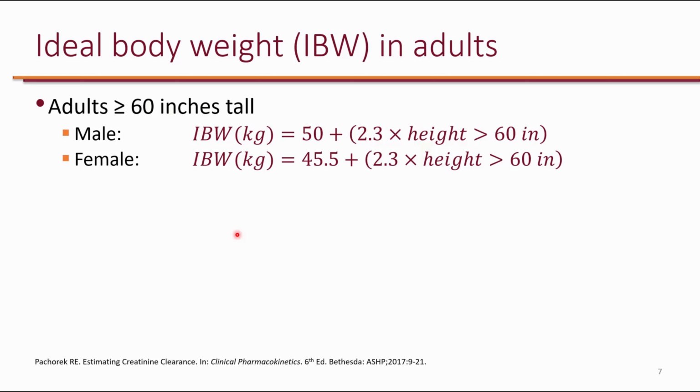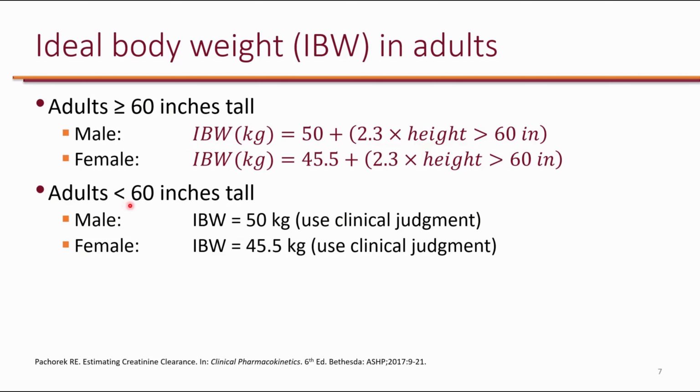Although in the original equation they used the total body weight, it's been suggested that total body weight may not be the best estimation for every patient. So typically, we actually calculate ideal body weight, which are these equations. When it comes to patients who are less than 60 inches tall, it's suggested to use these numbers for ideal body weight. Of course, you should always use clinical judgment.